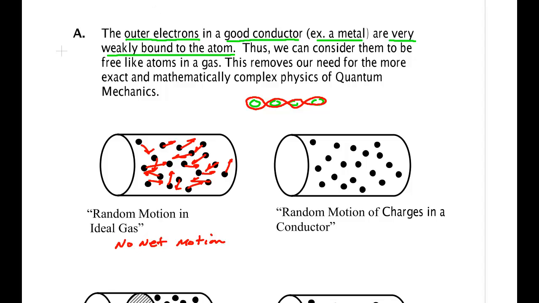In the same way, inside a metal, the electrons are moving all around between the various atoms. But they're disorganized and random. And so the net sum of all their velocities taken into account is zero. So there's no net charge motion.